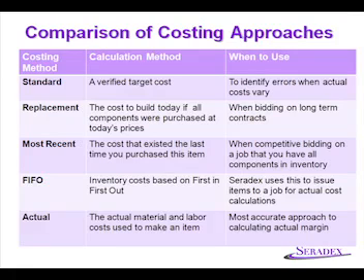The most recent cost, to reiterate, is the cost that existed the last time you purchased the item. So if you're competitively bidding on a job and you have components in inventory, you can use most recent. FIFO costs: inventory costs are assigned to jobs on a FIFO basis, except for lot and serial tracked items. And actual costs are the actual material and labor costs used to make a product. It is the most accurate approach to determining actual margins.